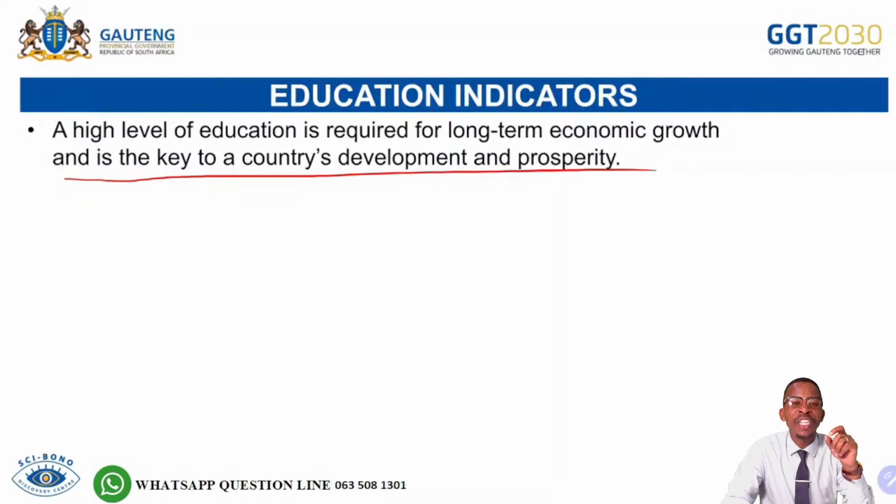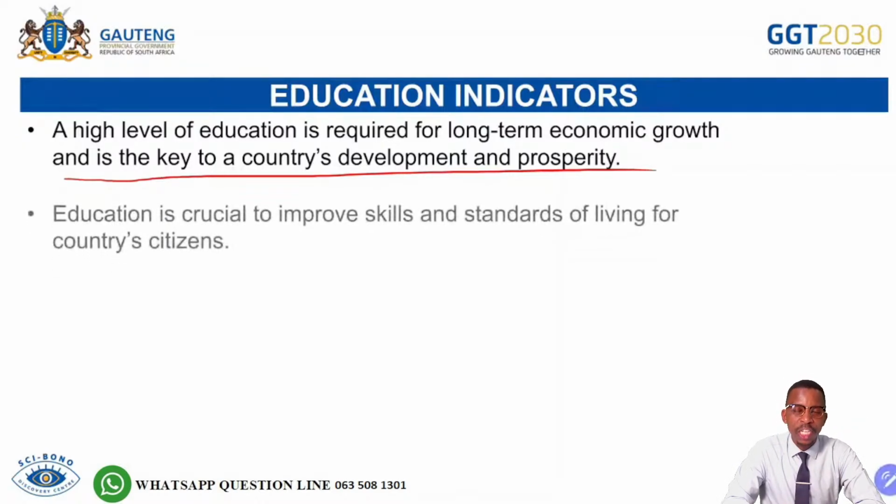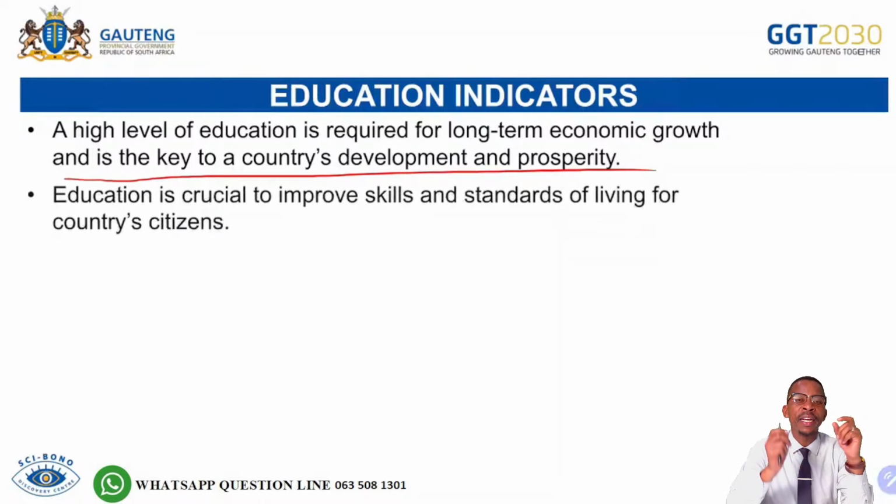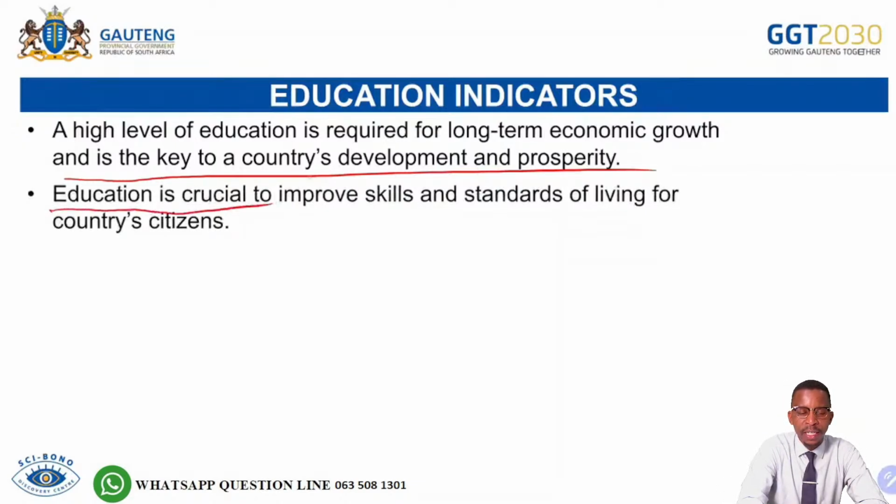But if people of the nation are not educated, they become less productive and more inefficient, which will affect productivity in a bad way. That's why it's very important for you to link the relationship between education indicators and productivity indicators. Education is crucial to improve skills and standards of living for a country's citizens. How so? If people are educated, they are easily employable and marketable, so that can lead to them earning income and living a better standard of living.